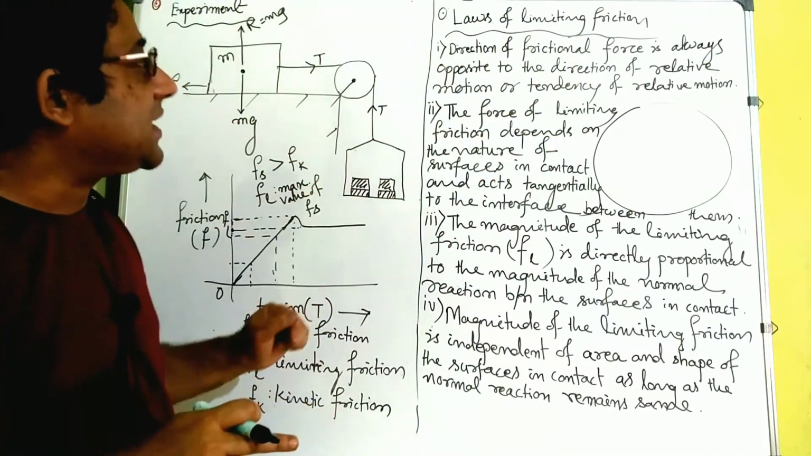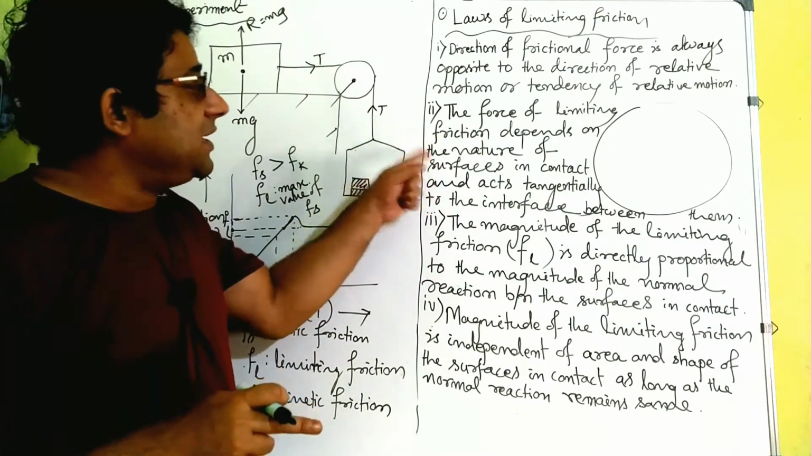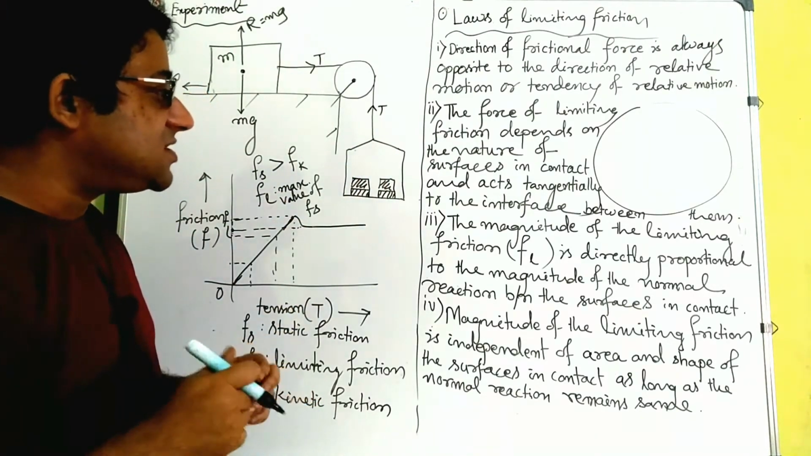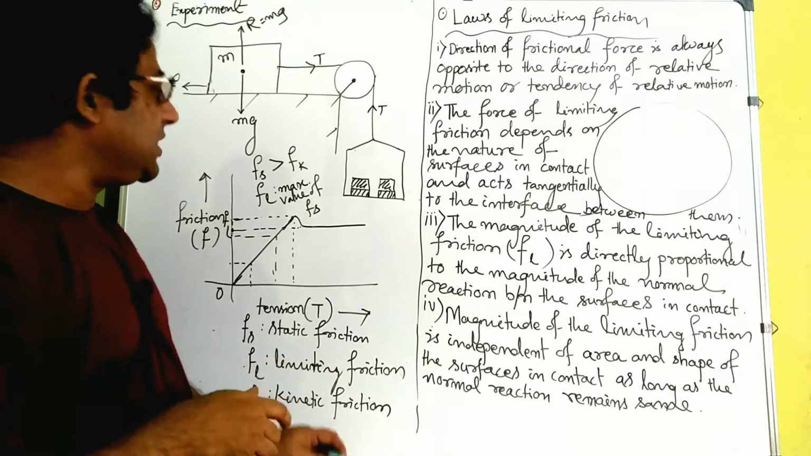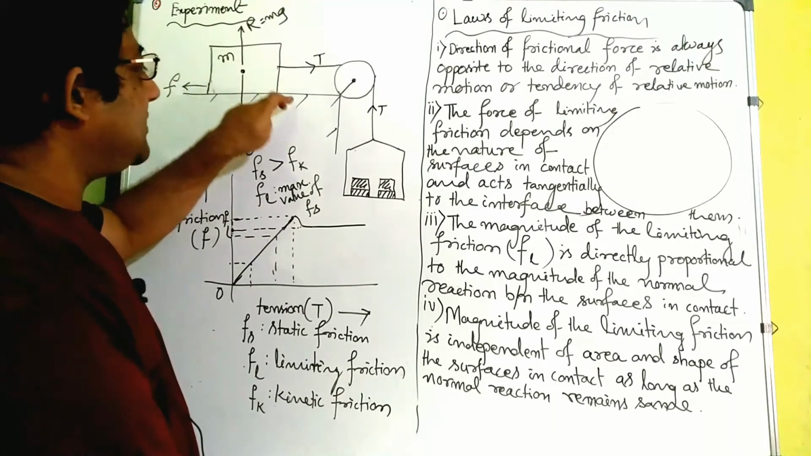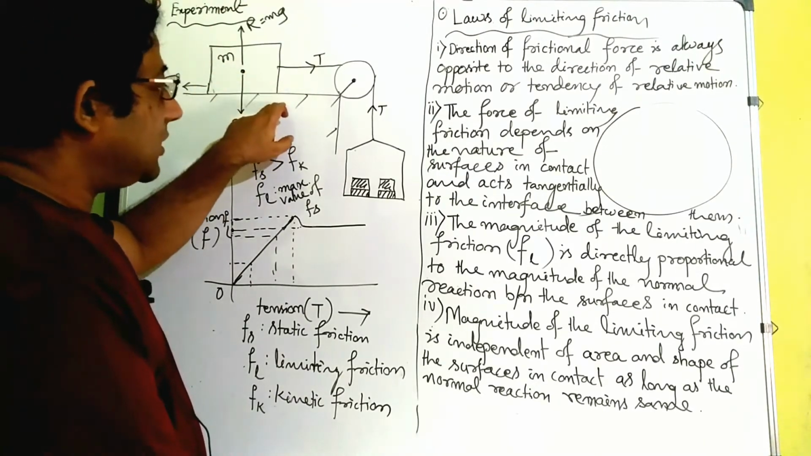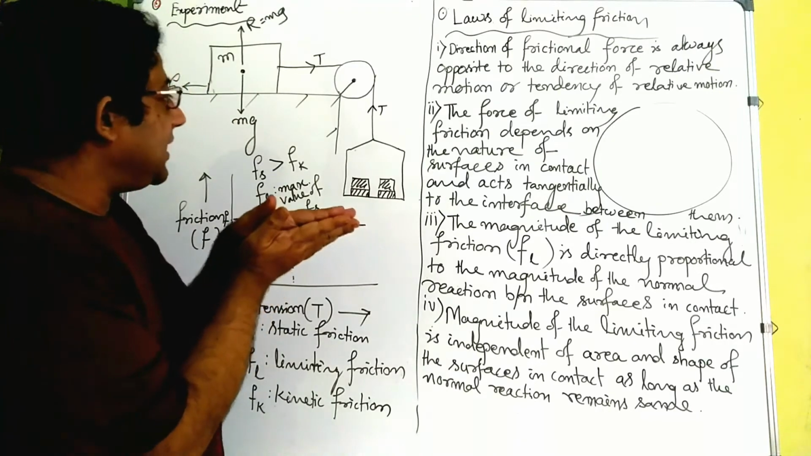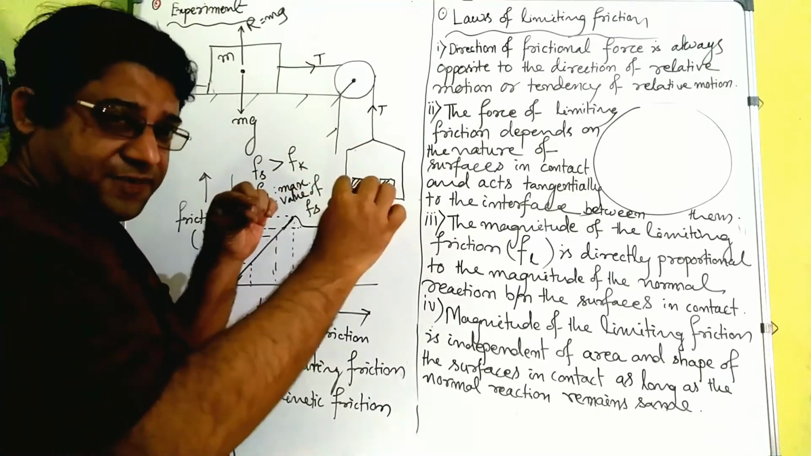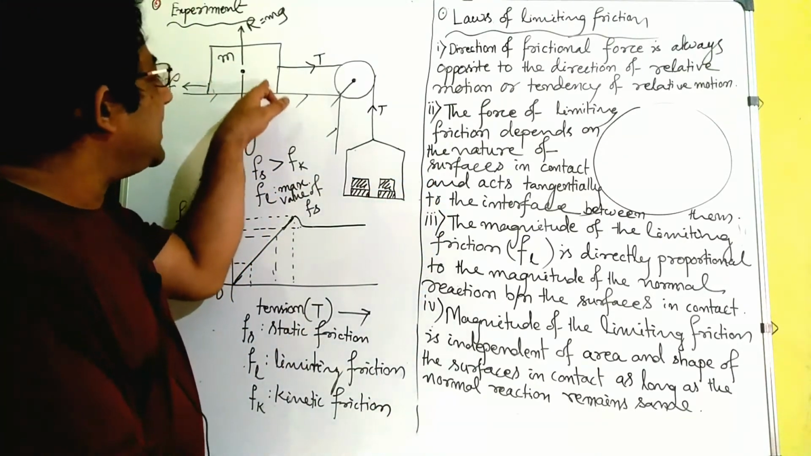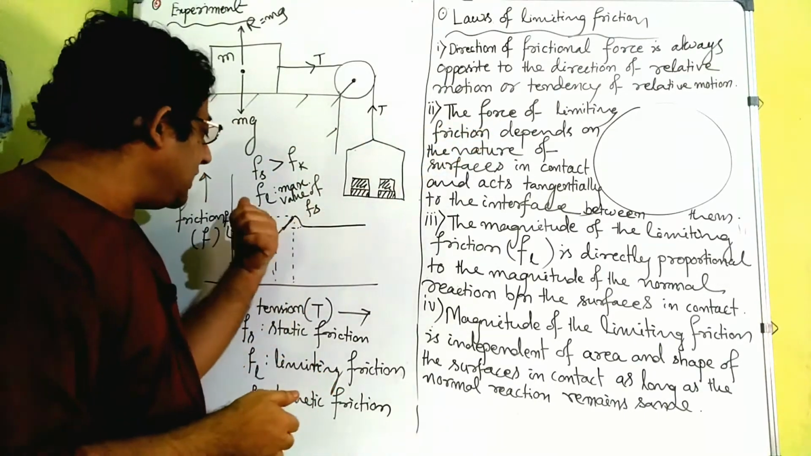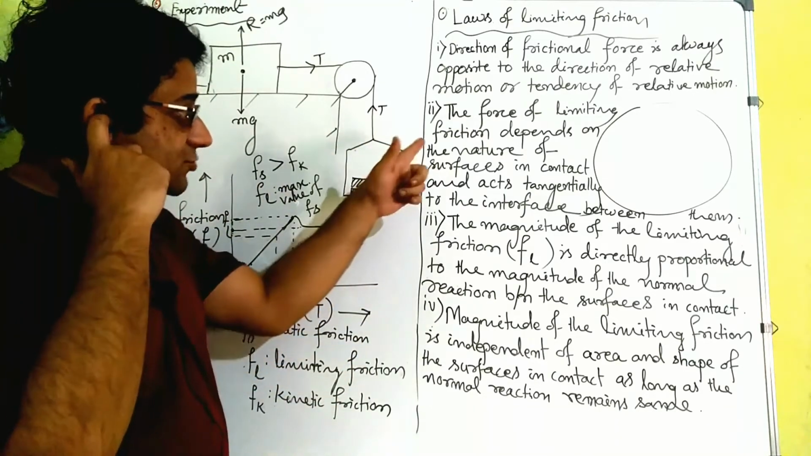It's clear. Now the second law is: the force of limiting friction depends on the nature of surfaces in contact and acts tangentially to the interface between them. What it says, see, if two bodies are in contact, let us say this is iron and this is a wooden table. Iron, wood, different combinations. If you take a different material, in fact the nature of surfaces, the surfaces may be very rough or polished. What is the nature of the surfaces in contact, on that depends the frictional force, the limiting friction. That's what this point is saying.